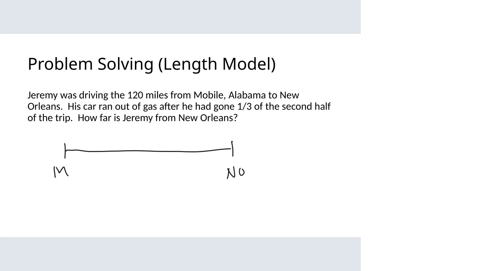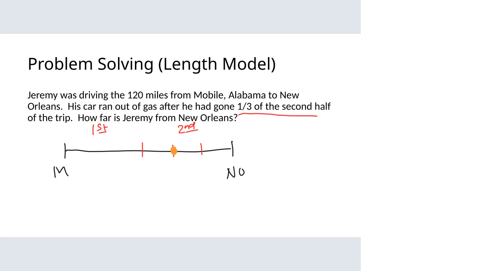So if we want to put this on here, I need to chop it up a little bit. So there's half. Here's the first half of the trip, and this is the second half of the trip. And he had gone 1/3 of the second half. So I need to cut that into thirds, which means when he ran out of gas, he was right here. Let me know if you don't see how I built this picture of this situation.